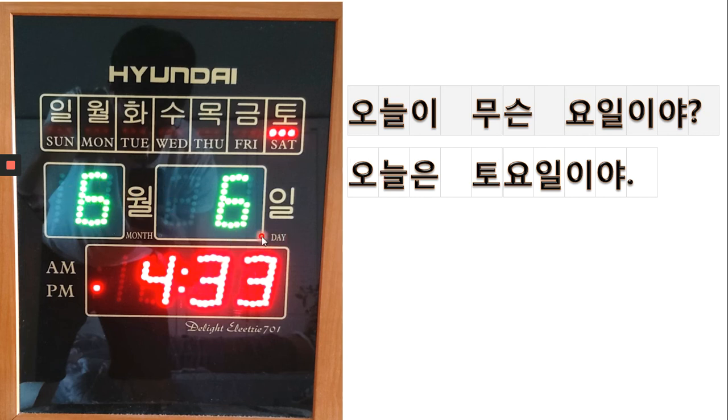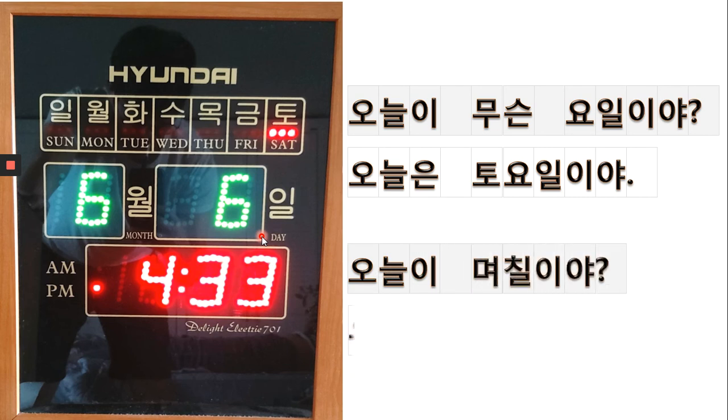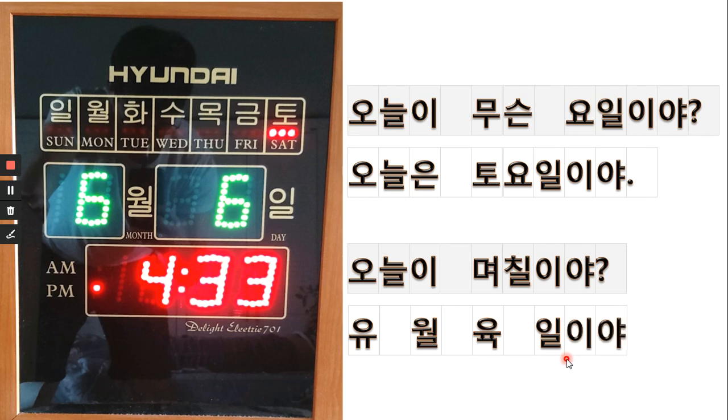How about the date? 오늘이 며칠이야? This is 6. Six months is June. So June, 6월. Do you remember? Not 육월, 6월. And 6 day, 6일. So the same 6, but in front of 월, it's 유, and in front of day, it's 육. 6월 6일. And what do we need? Verb be 이야. 6월 6일이야. 오늘이 며칠이야? 6월 6일이야.